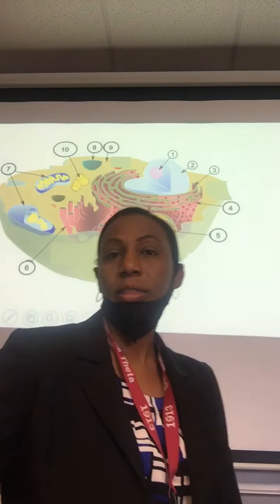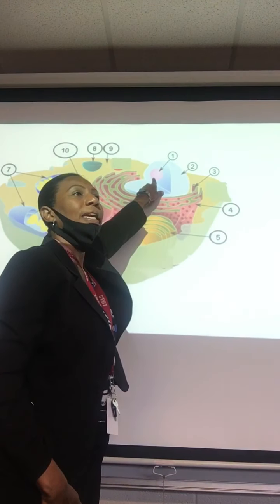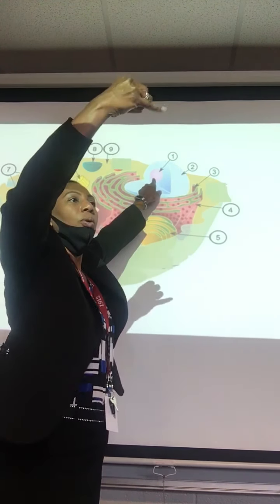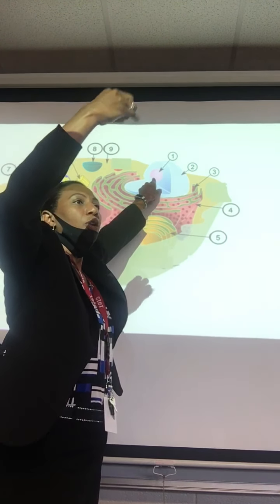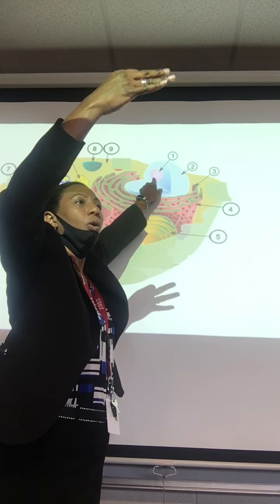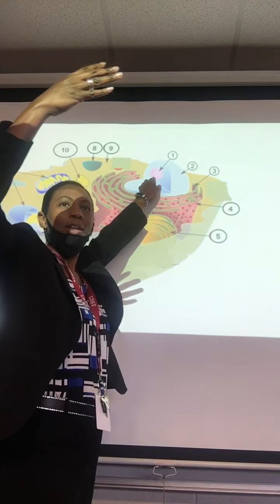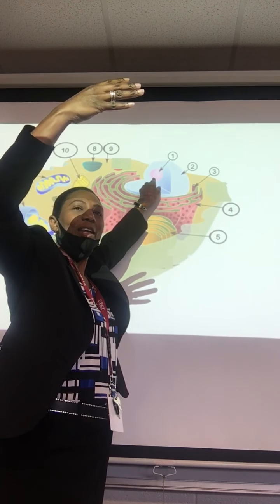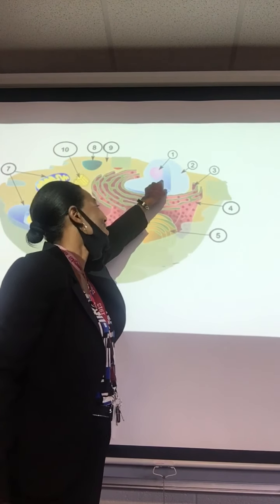If you take a look at this first one right here, number 1 is pointing to the nucleolus. Nucleolus. Nucleolus. Do it with me. Nucleolus. How many sounds? 6. Christian, did you say 6? How many did you mean? 4. Okay, 4. Okay. Here's the next one.